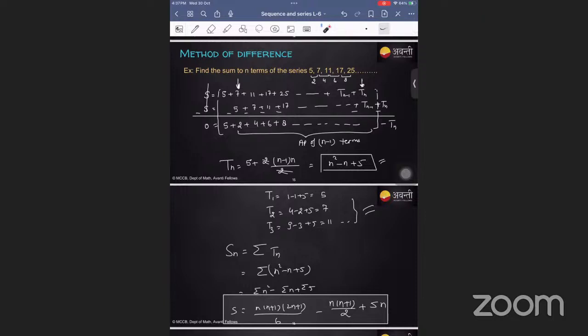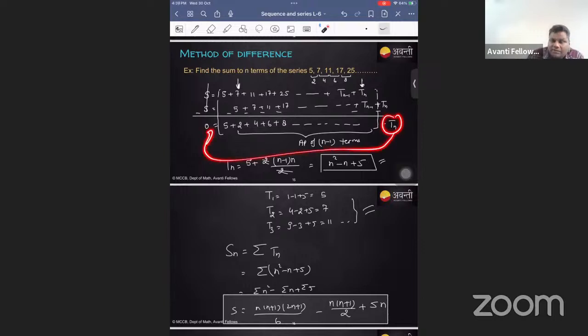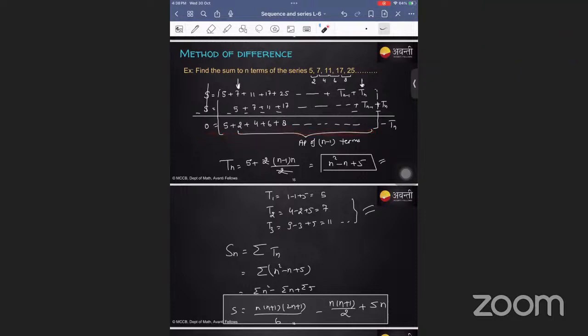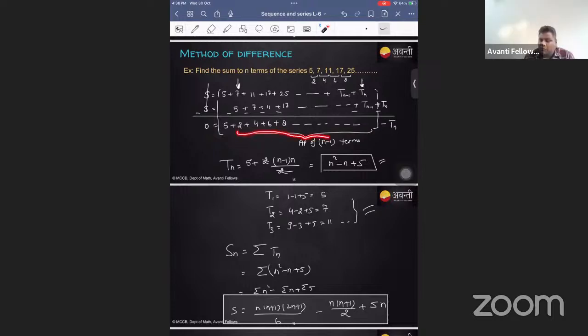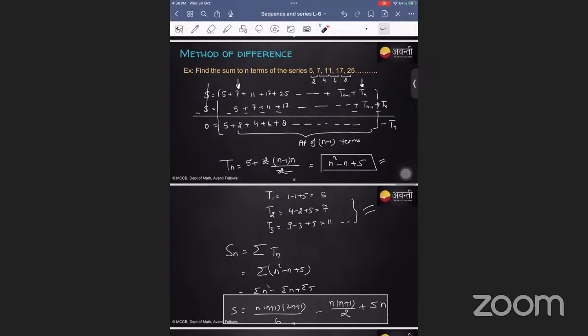I brought this Tn to the left side. So Tn came as 5 plus 2 plus 4 plus 6 plus 8 up to this term. Then I added this AP: 2 plus 4 plus 6 plus 8, an AP of n minus 1 terms. I took 2 common, so it is 1 plus 2 plus 3 plus 4 up to n minus 1. So that sum comes to (n minus 1) into n by 2. Got it? Yes, sir. That's it.